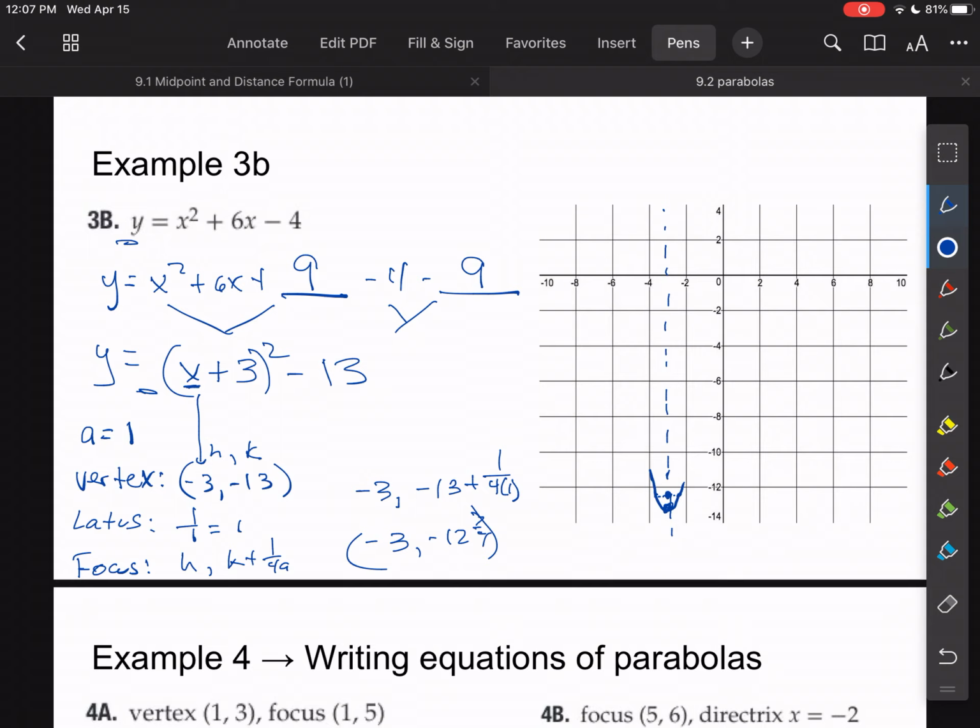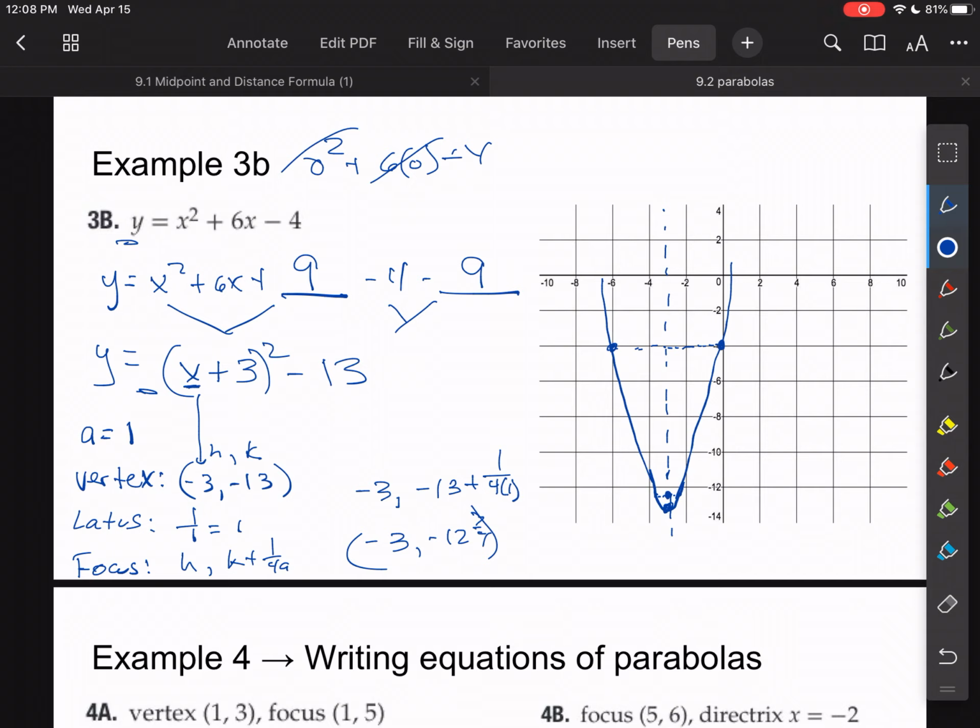Now, I might want to get one other point on this just to make this a little more clear since this is small. So a good value to plug in is always 0, right? So if I plug a 0 in for x, 0 squared plus 6 times 0 minus 4, these go away. At 0, I'm at -4. On the other side, I should be the exact same distance from the symmetry line. So I'm going to go over to here. And now I have a nice complete graph. All right, so that's example 3.